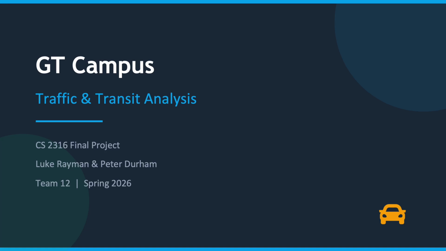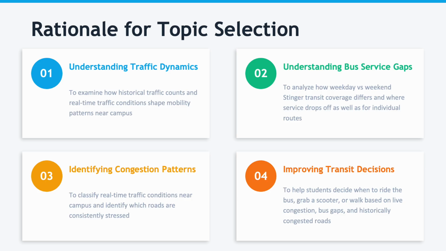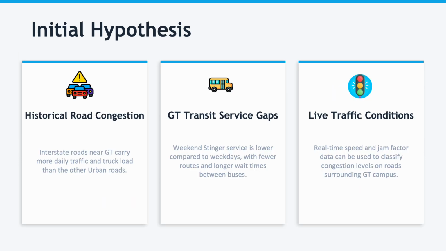This is the GT Campus Traffic and Transit Analysis by Peter Durham and Luke Raymond. So the reason we chose this topic was because we want to understand traffic dynamics around us on Georgia Tech's campus. We also want to understand bus service gaps and analyze how Stinger transit coverage differs between different routes and first weekday and weekends. And we want to identify congestion patterns while also improving student transit decisions.